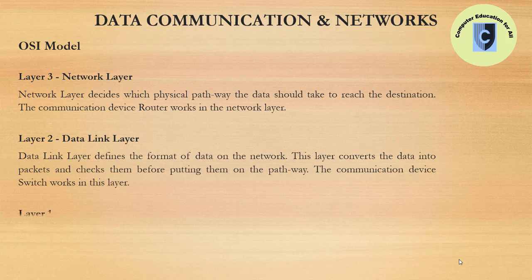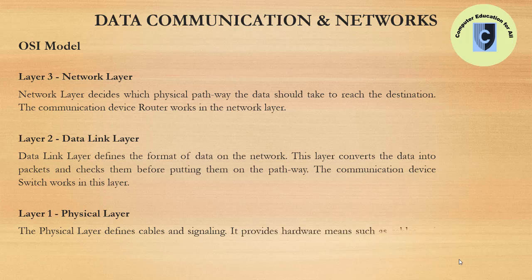Layer 1, Physical Layer. The physical layer defines cables and signaling. It provides hardware means such as cables and connectors for sending and receiving data. Cables, hubs, and repeaters work in this layer.